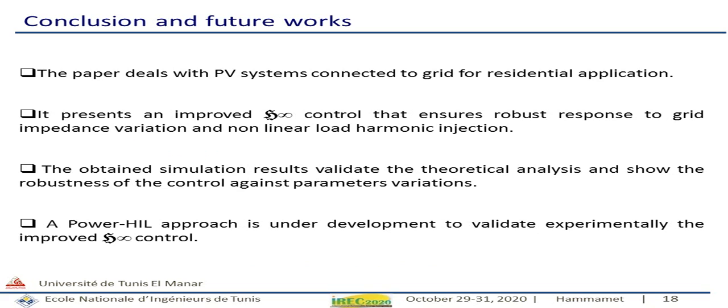We move now to conclusion and future works. The paper deals with PV system connected to grid for residential application. It presents an improved H-infinity control that ensures robust response to grid impedance variation and nonlinear load harmonic injection. The obtained simulation results validate the theoretical analysis and ensure the robustness of the control against parameters variation. A prototype approach is under development to validate experimentally the improved H-infinity control.